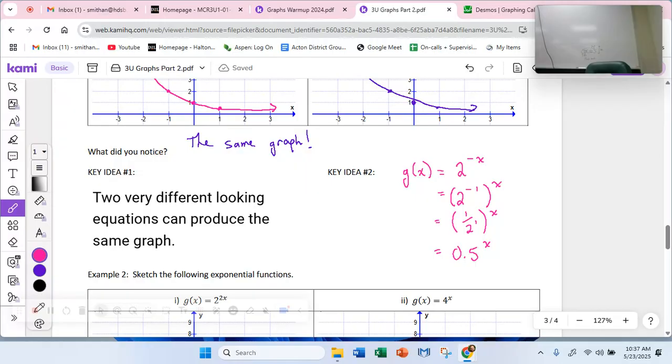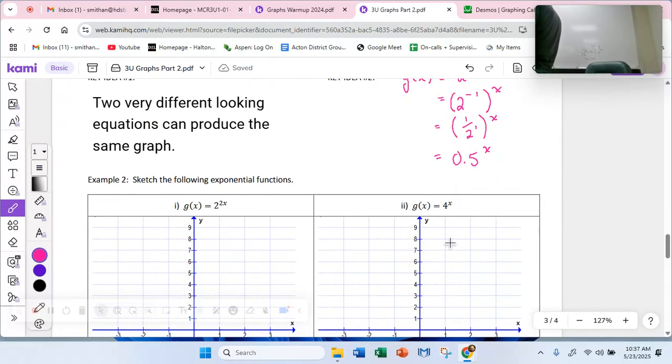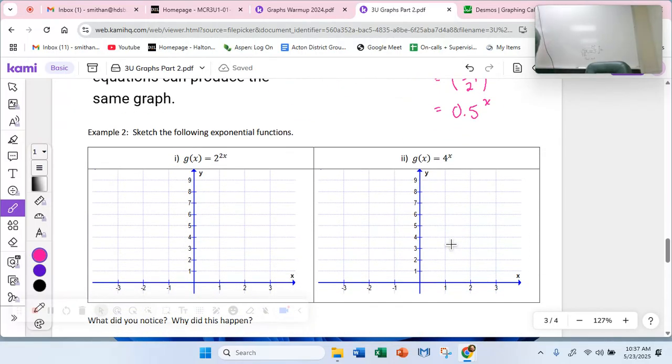The graphs are the same. We showed algebraically their equations give you the same thing. We're going to do that exercise a few more times. Let's do that exercise with this one. Now I'm going to turn this one on its head. Can you guys sketch 4 to the power of x for me? You sketch this one, and I'll get the next one queued up.